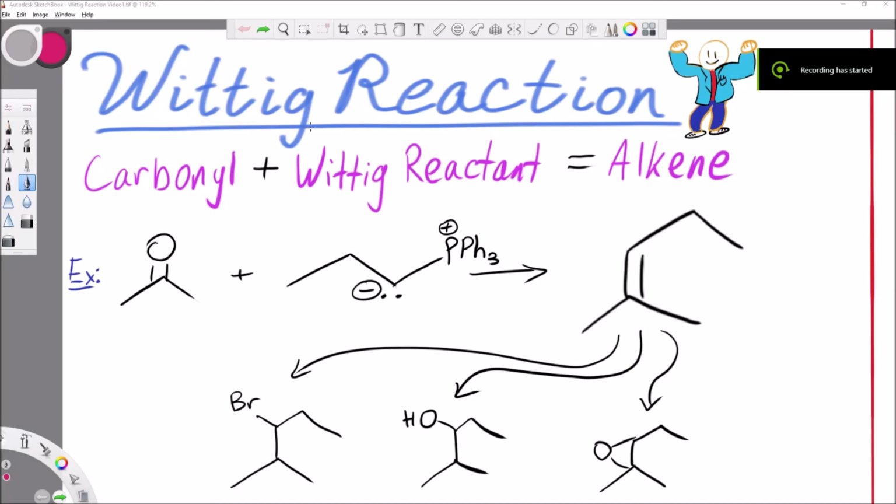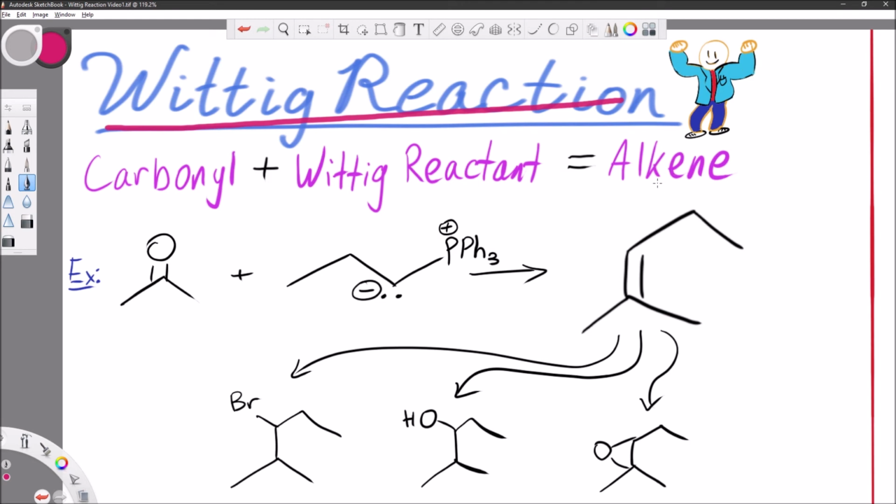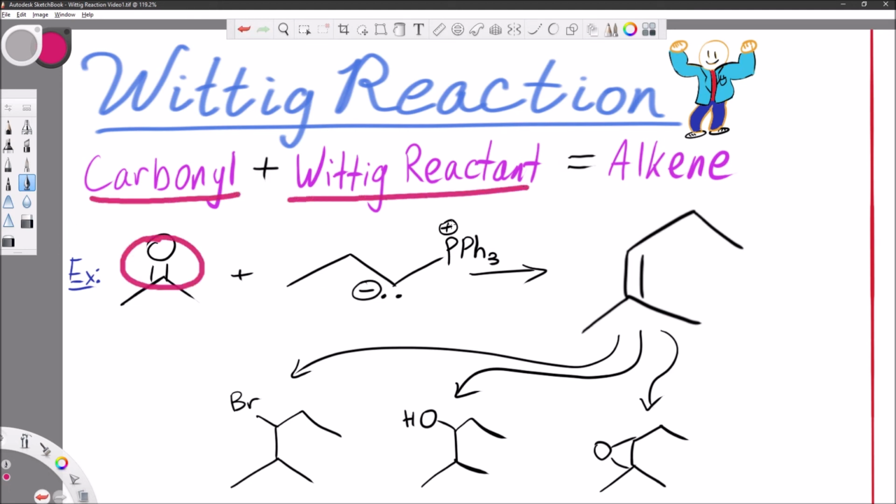Hello chemists, I'll be doing an in-depth analysis of the Wittig reaction. One of the most useful tools in a chemist's arsenal of reactions. It takes a carbonyl and a Wittig reactant here, which is an ylide, we'll see about that later, and makes an alkene combining the two groups.